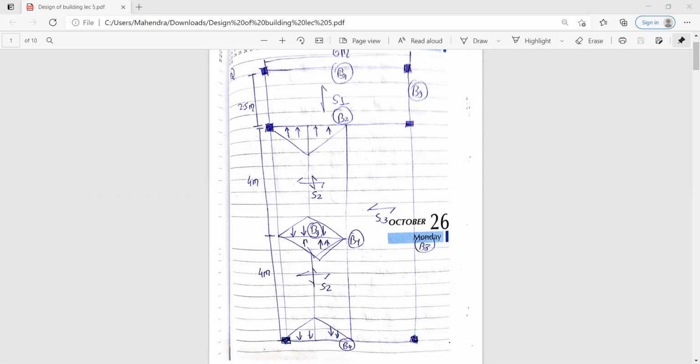Here there will be beam B1 and it is of the size 6 meter by total is 4, 4, 8. 8 plus 2, that is 10.5.